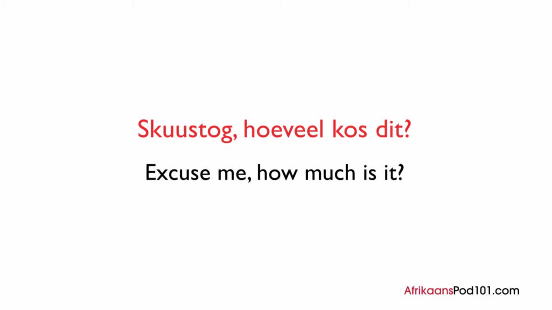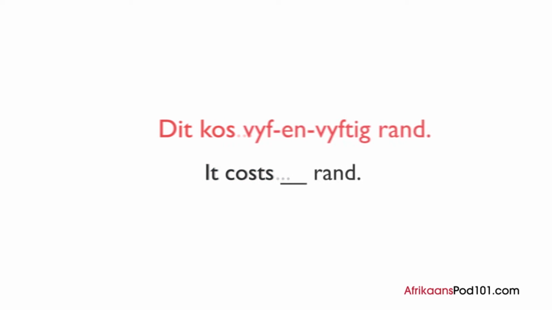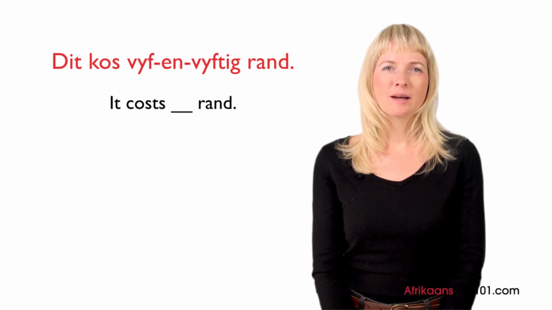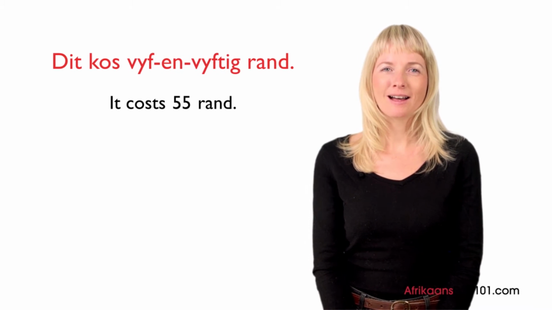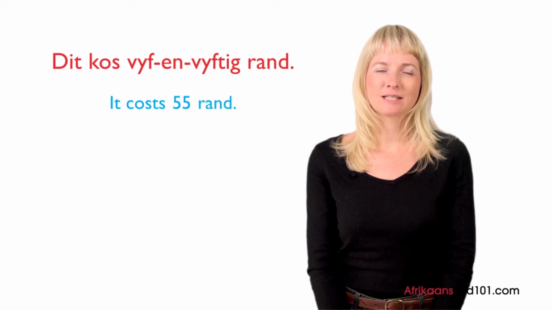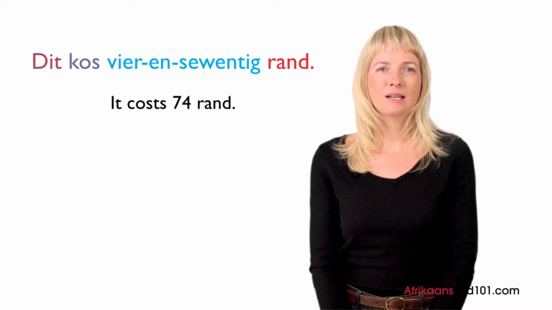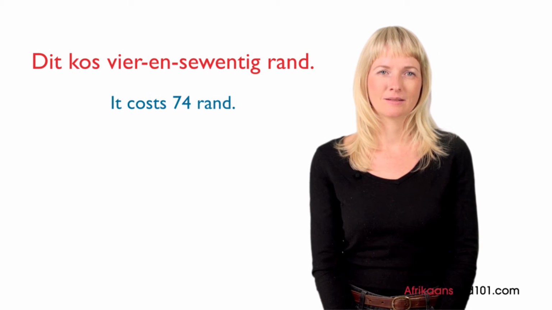At this point, the shop clerk can answer by saying dit kos. This means it costs. For example, dit kos 55 rand. What number is 55? It's 55. So this means it costs 55 rand. Or he could say, dit kos 74 rand. It costs 74 rand.